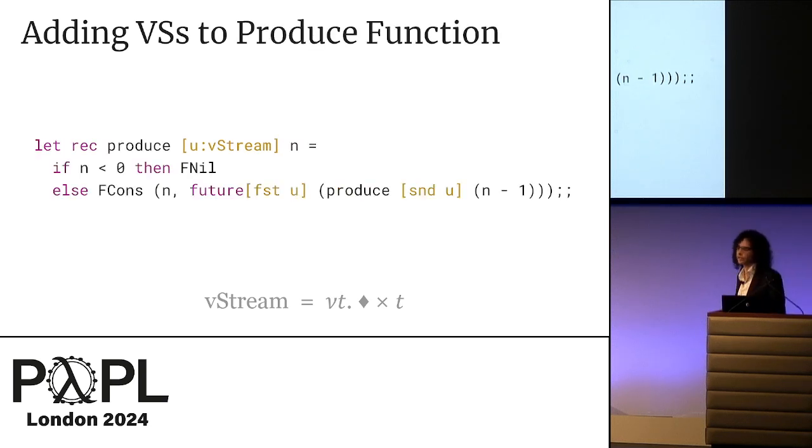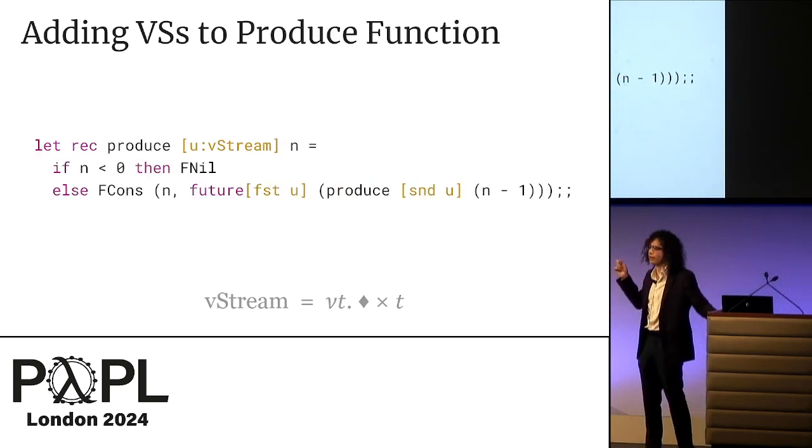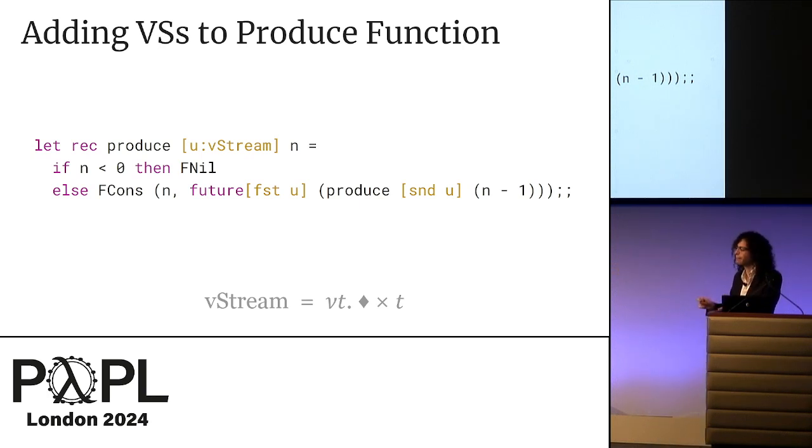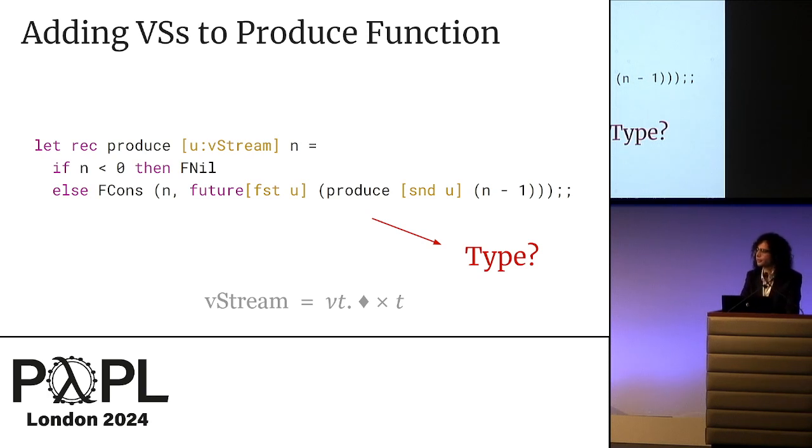Next we're going to be adding the produce function. Now we parameterize this function with the vertex structure that is going to represent the pipeline returned by the produce function. And we see this pattern again. We pass the head of the stream to the future and the rest of the stream to the recursive instance. And remember, we want to be able to type this function.